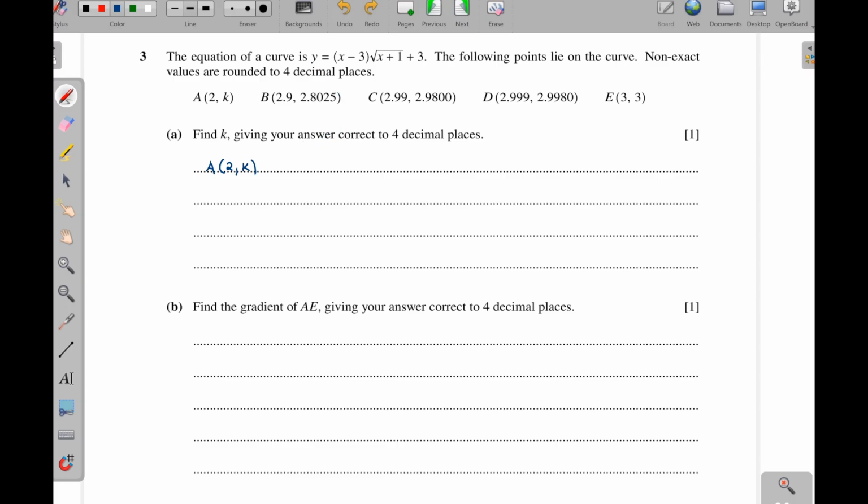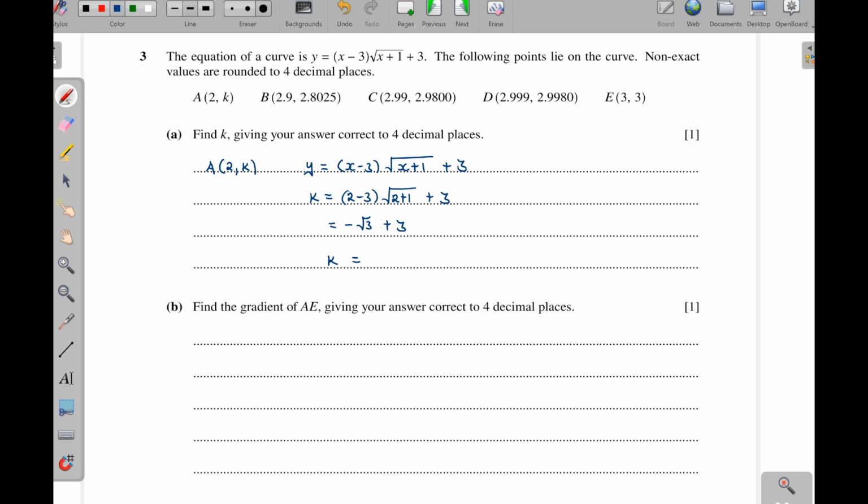So I'll just substitute in here. For y, which is equal to (x minus 3) times the square root of (x plus 1), then plus the 3 here. That means k is going to be equal to, wherever there is x, we are going to put what? A 2. 2 minus 3, then the square root of 2 plus 1, and then plus the 3. Okay. Then, of course, this one is a negative 1, then root of 3, and then we shall add on a 3. And they said we give our answer to 4 decimal places.